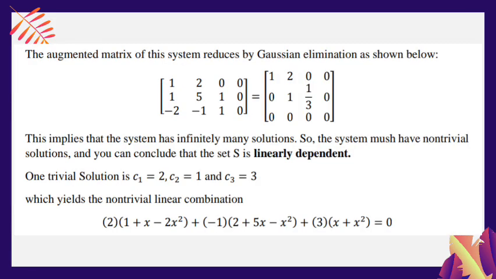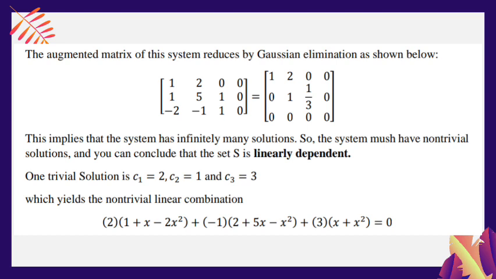By using Gaussian elimination as shown on the screen, the augmented matrix of this system reduces into [1, 2, 0, 0; 0, 1, 1/3, 0; 0, 0, 0, 0], and the last row is all 0. Now, this implies that the system has infinitely many solutions. So, the system must have non-trivial solutions. And we can conclude that the set S is linearly dependent.